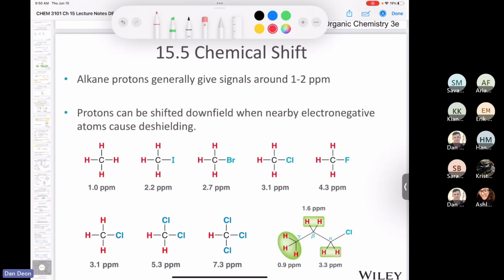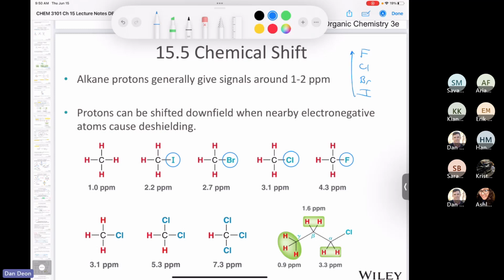But we can shift the protons downfield if we have some kind of electronegative or electron withdrawing atom near our proton. So if we look at the simplest possible organic compound on the planet Earth, that's methane. Methane has a chemical shift of around 1 part per million, but you can see that as we start adding halogens, whether it's an iodine or a bromine or a chlorine or a fluorine, the electronegativity increases, right, going up and to the right in the periodic table. So fluorine is the most electronegative.